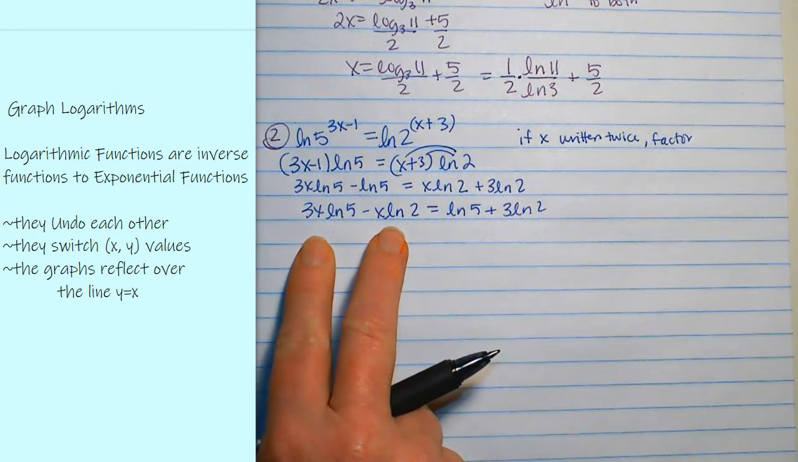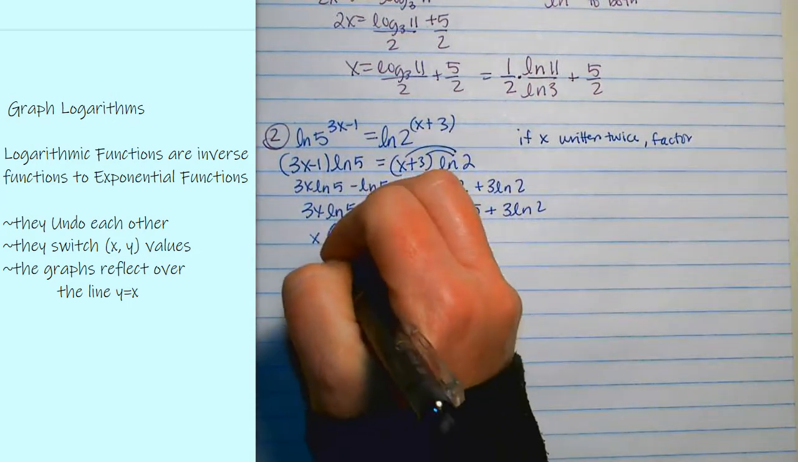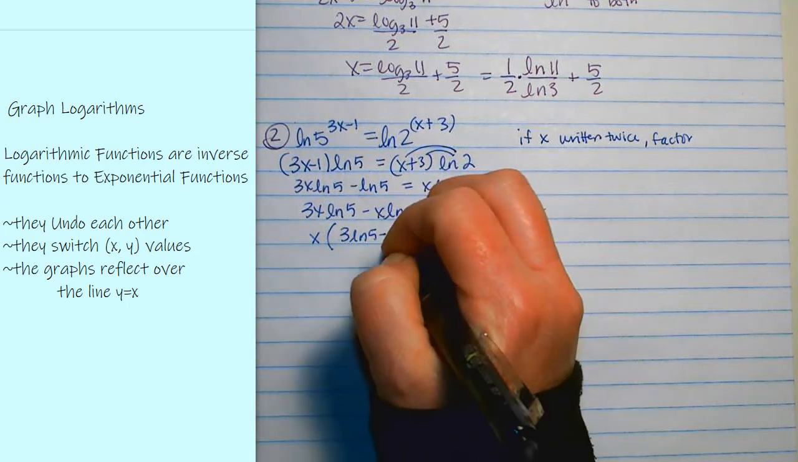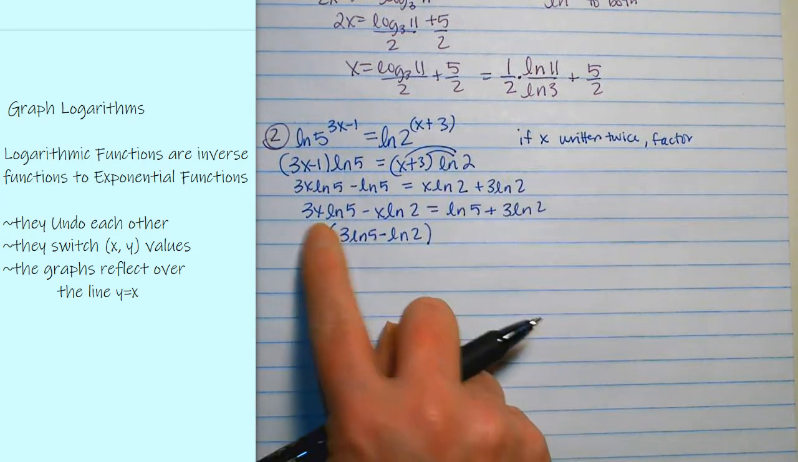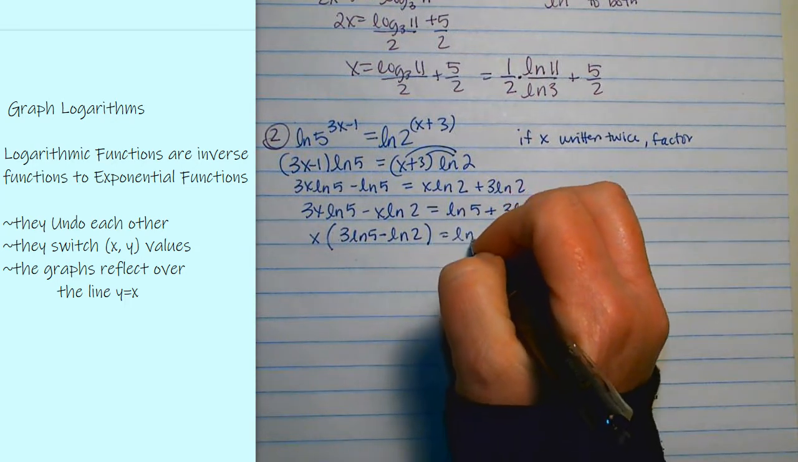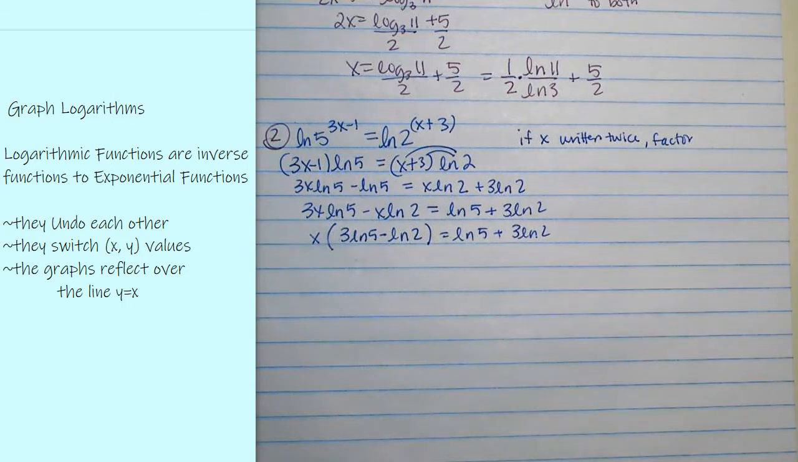Now we have x on the same side. Our rule is if it's written twice, we have to factor it. We're going to take it out, so that leaves 3 natural log of 5 minus natural log of 2. We took the x out of both. Here it is, taken out, equals the natural log of 5 plus 3 natural log of 2. There's a lot of writing here, but that's not difficult. Writing is not difficult, and the math is very Algebra 2. It just looks really long because of all the natural logs.